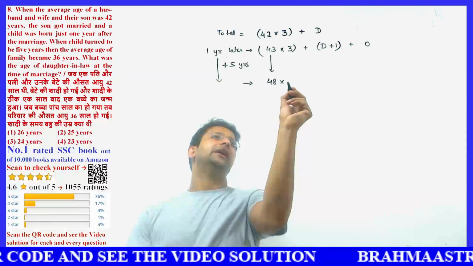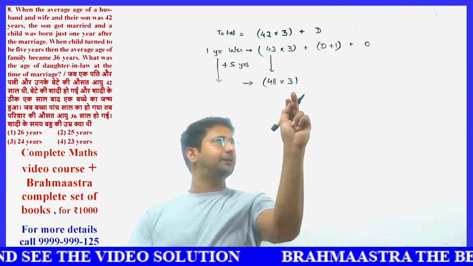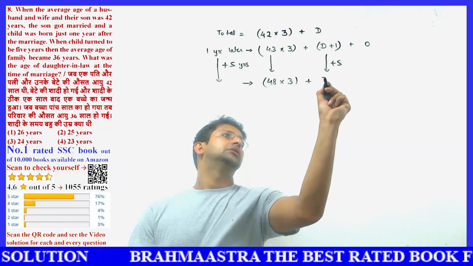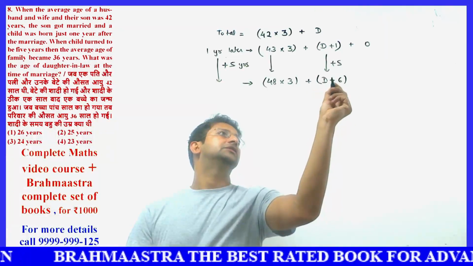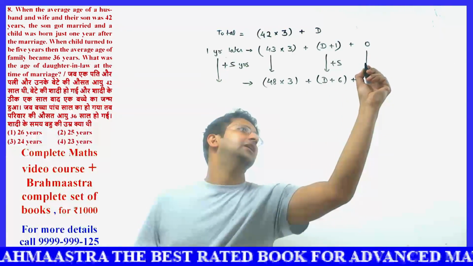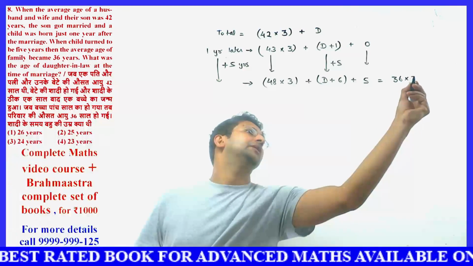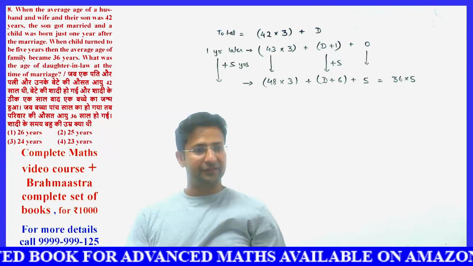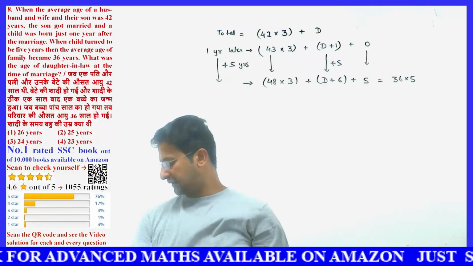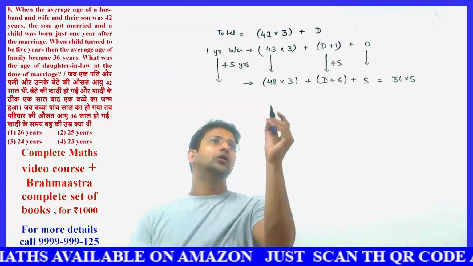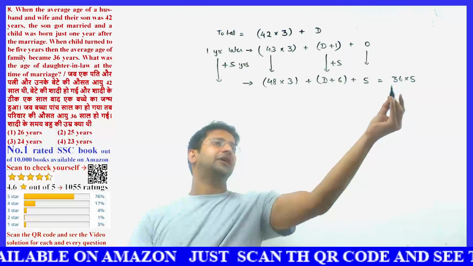48. So the age of the father, mother and son becomes this. The age of the daughter-in-law becomes D plus 6 and the age of the child becomes 5. The total age of the family will be 36 into 5. Why? Because the average age is 36. Clear, dear students? So now what does it give me? It gives me 48 into 3 plus D plus 6 plus 5 is equal to this.